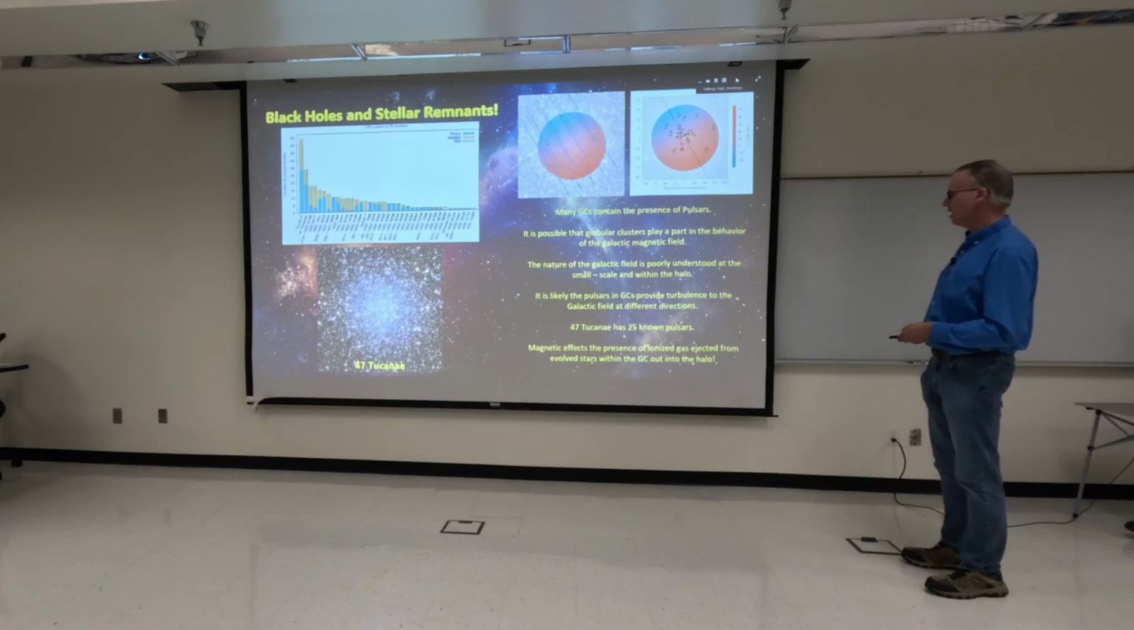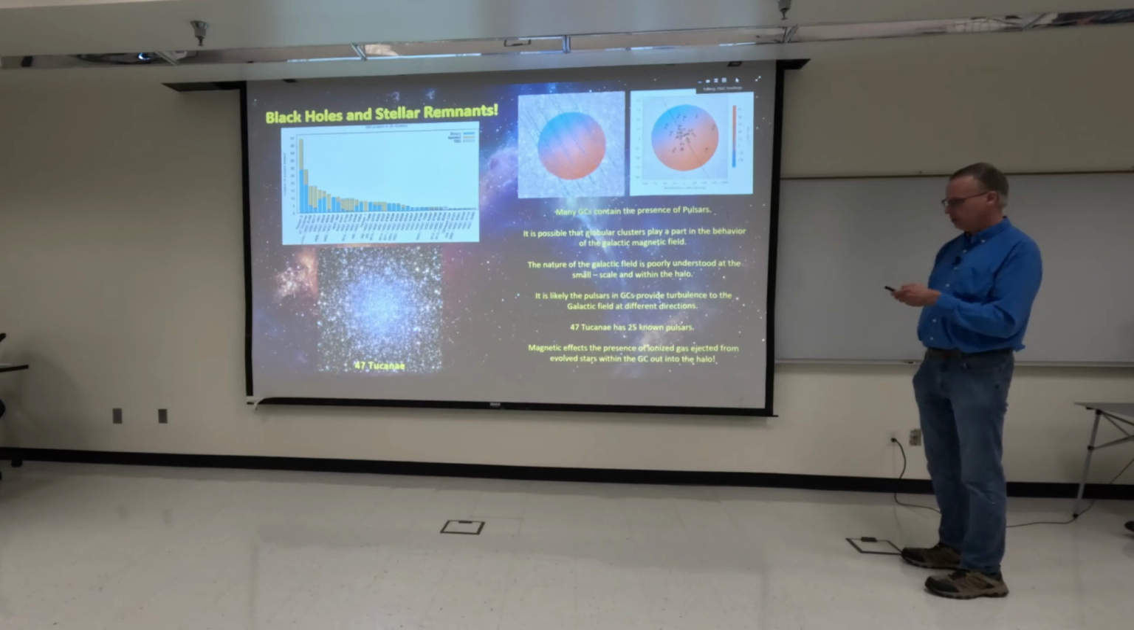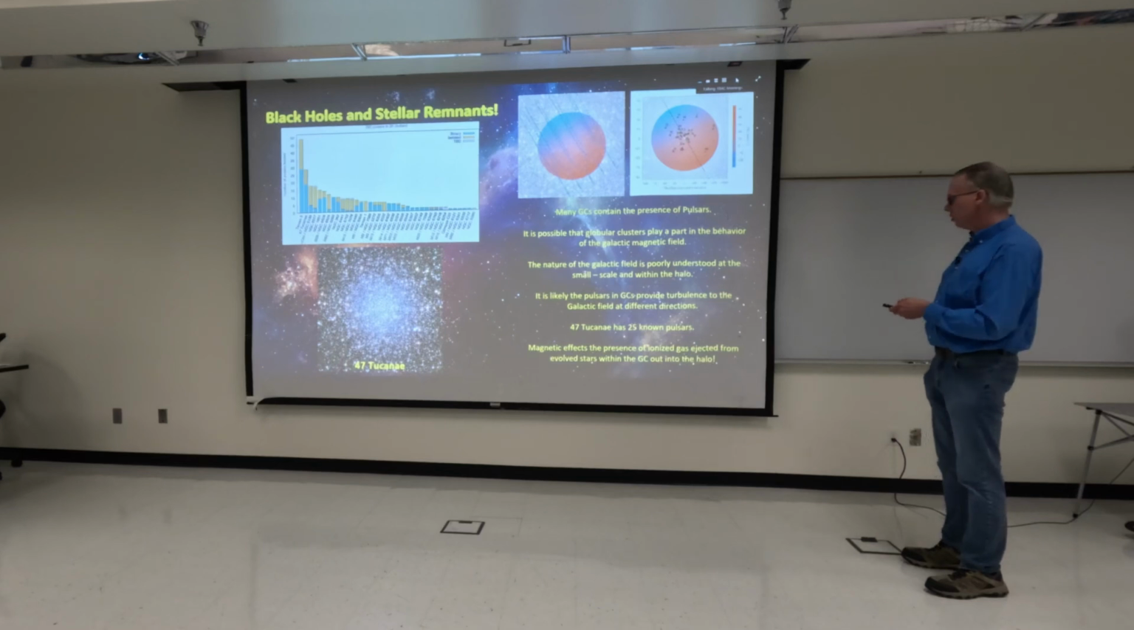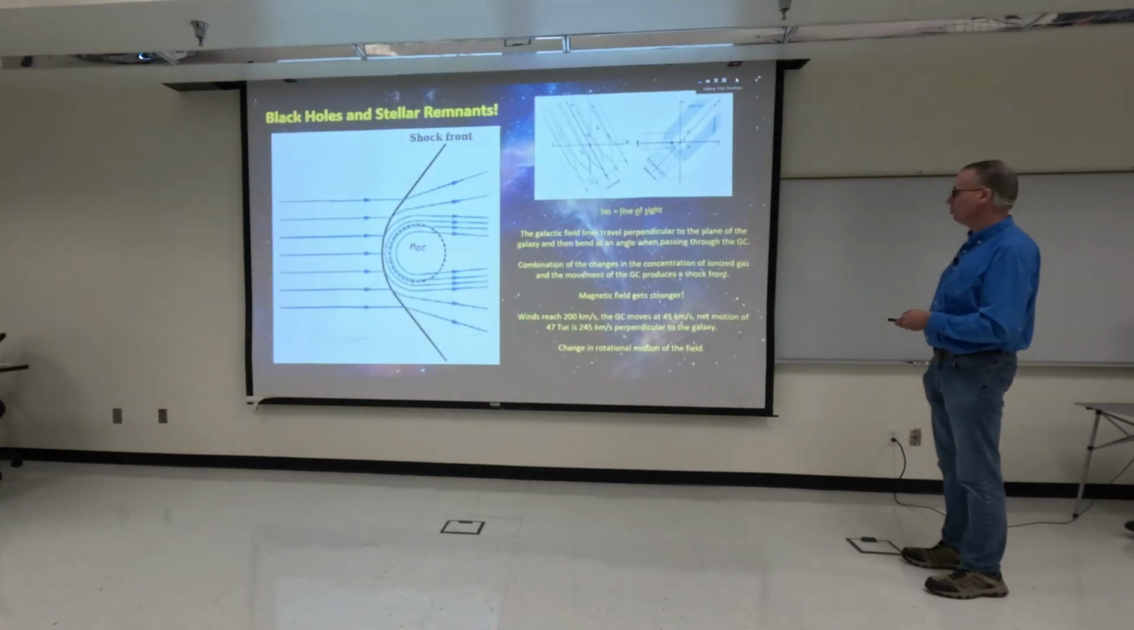47 Tucanae actually has 25 known pulsars. And these pulsars in the globular clusters actually contribute a lot to the turbulence within the magnetic field of the Milky Way galaxy, and it has an effect on the behavior and the nature of the halo stars within the galactic halo, particularly with our Milky Way galaxy. There is the line of sight.